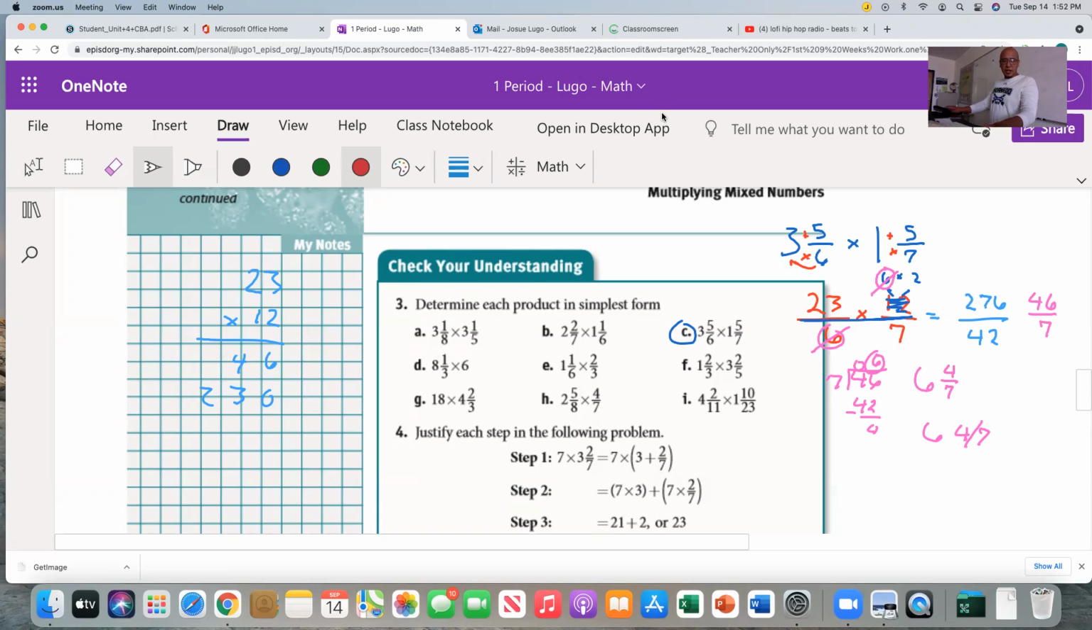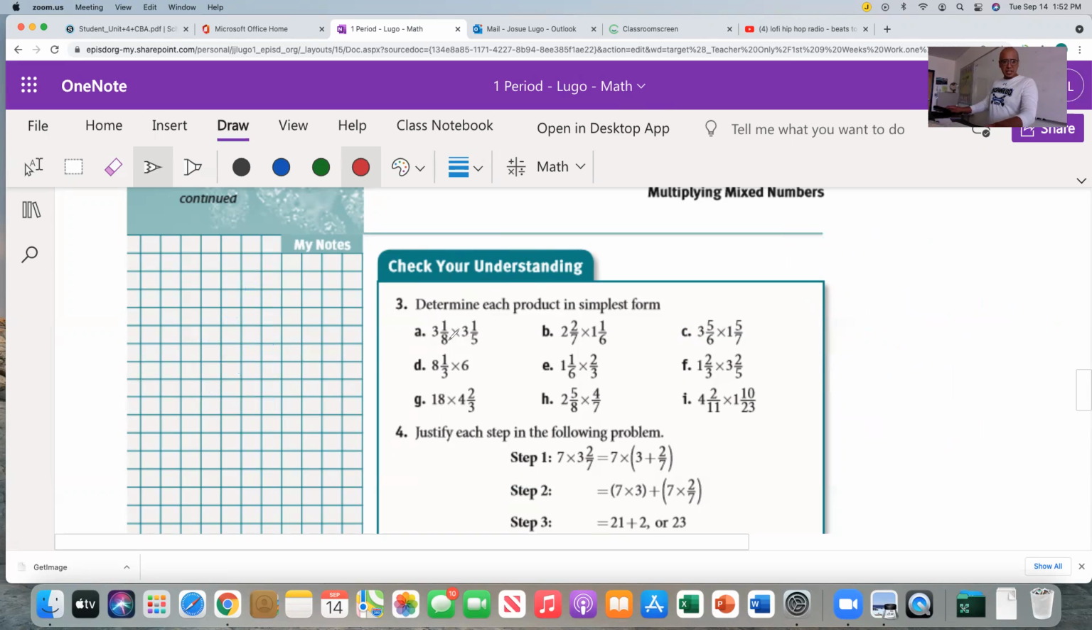Let's do another one just to kind of get the gist of this. In fact, let's do letter D. D, we have 8 1/3 times 6. So remember that 6 is the same thing as 6 over 1. Okay, so 6 is the numerator, 1 is the denominator. So let's go ahead and change 8 1/3 using the Texas method. 8 times 3 is 24 plus 1 is 25. So we're left with 25 over 3 times 6 over 1.